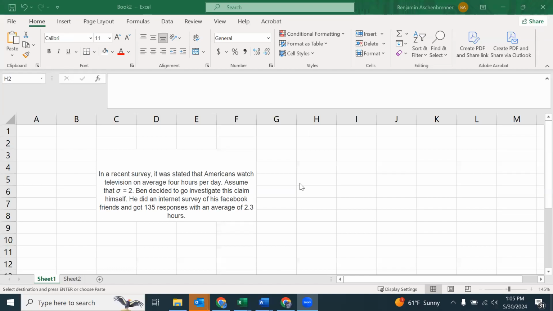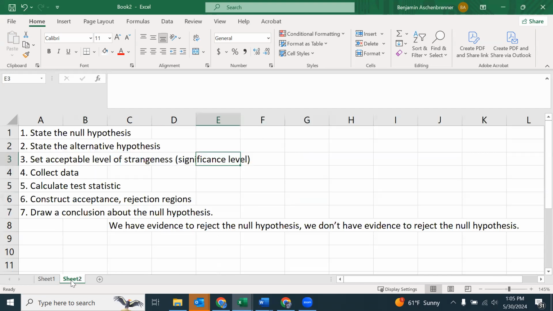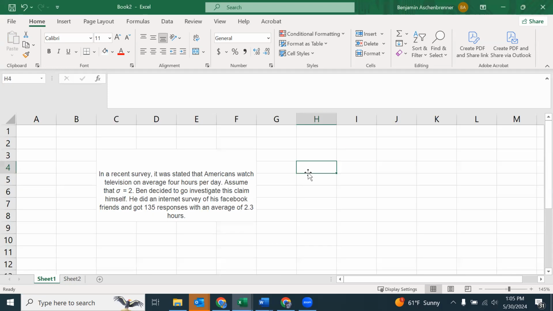Okay, I wanted to do a little bit of video support for hypothesis testing because I feel like there's still a lot of struggle in terms of the process. I've got the sheet over here with the steps, and I'm just going to do a problem and go through it. So the beginning is always kind of establishing H naught and HA. So let me get started there.